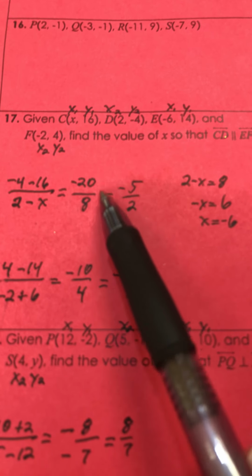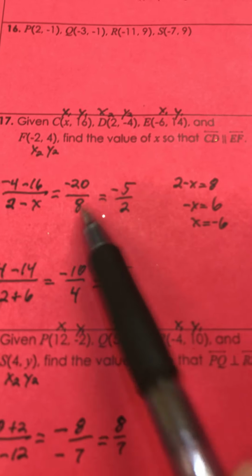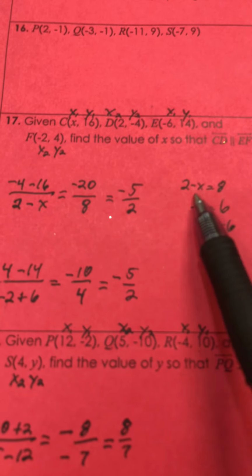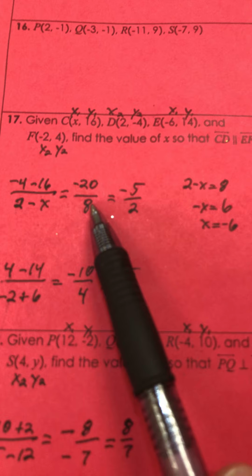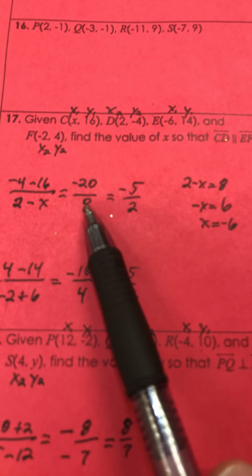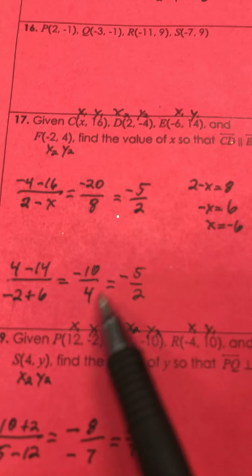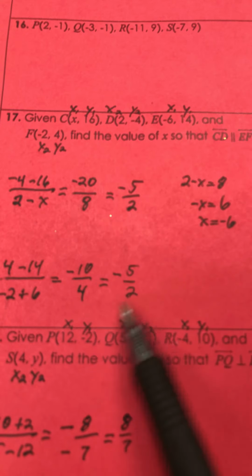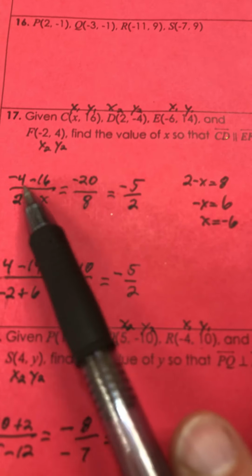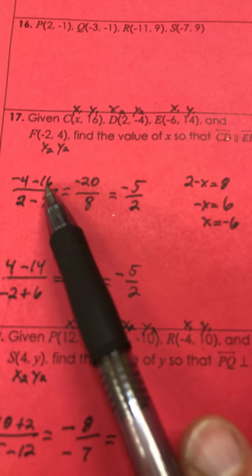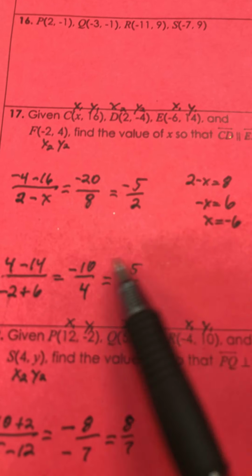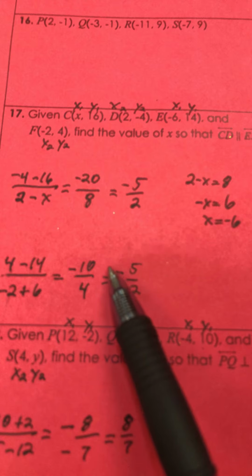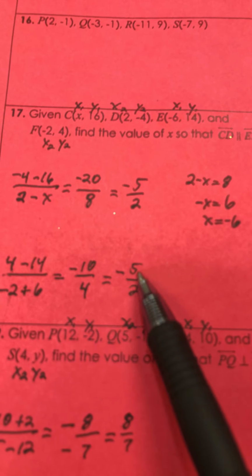simplify this fraction over here, I didn't know my 8 yet. I figured out that I would need an 8 there. So what would get me to 8? What would make this equal this? So this becomes negative 4 minus 16 becomes negative 20. So I'm going to divide that by 4 to get my negative 5. This was negative 10. I divided by 2 to get my negative 5.